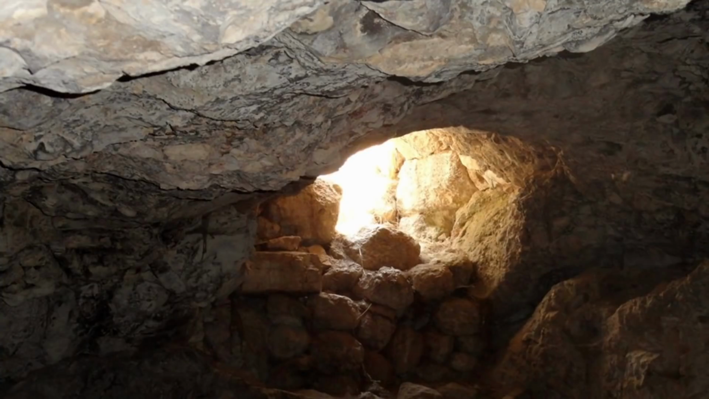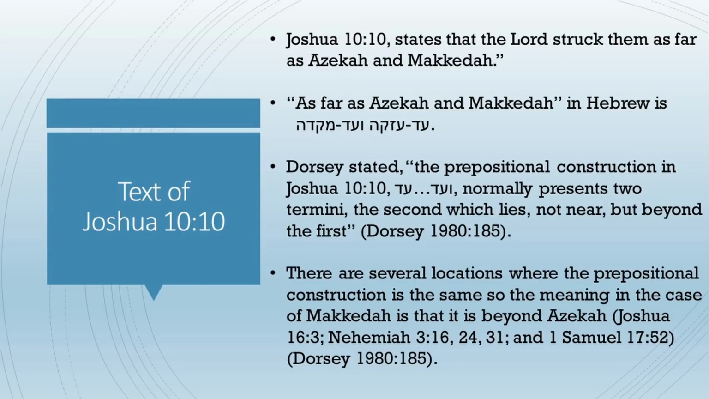Okay? So in the text of Joshua 10, it states, "as far as Azekah and Makkedah." In Hebrew, and pardon any mispronunciation, I have taken Hebrew, that would be "ad Azekah wa'ad Makkedah." According to Dorsey, that prepositional construction in Joshua 10:10, ad wa'ad, normally represents two termini. So here to here, so to speak, if I may be so bold to translate or transliterate. The second lies not near, but beyond the first. The question is, how far beyond?